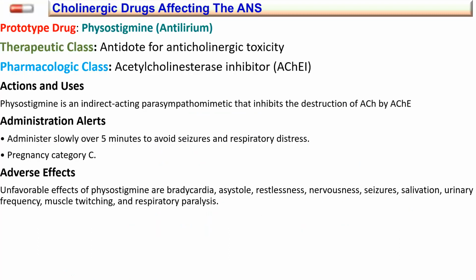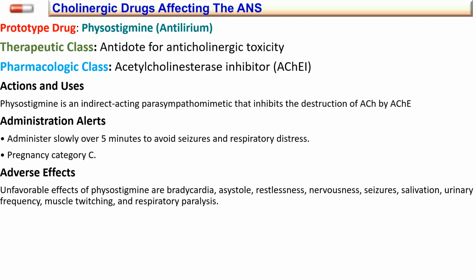So physostigmine, which is the antidote for anticholinergic toxicity, is an acetylcholinesterase inhibitor, so it inhibits the enzyme that degrades acetylcholine. Actions and uses: physostigmine is an indirect-acting parasympathomimetic that inhibits the destruction of acetylcholine by the acetylcholinesterase enzyme. So its effect occurs at the neuromuscular junction and central and peripheral locations where acetylcholine is the neurotransmitter.